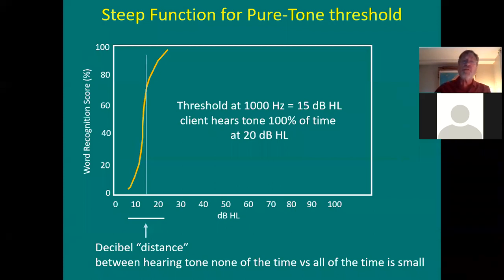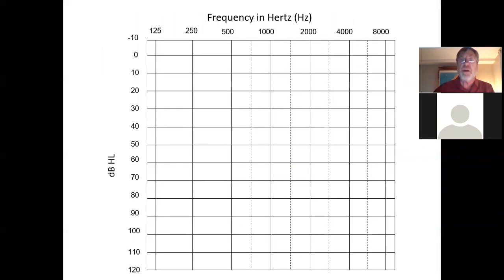A steep performance intensity function. Here's intensity along the horizontal, and here's performance. Okay, what percent did you get right? All right, so if someone has a hearing threshold at 1,000 hertz of 15, let's say it takes the guy 15 decibels to just barely hear 1,000 hertz. Let's look at this picture here. Let's say it took the guy 15. See where my cursor is? Right there. Say it took him 15 to just barely hear 1,000 hertz.